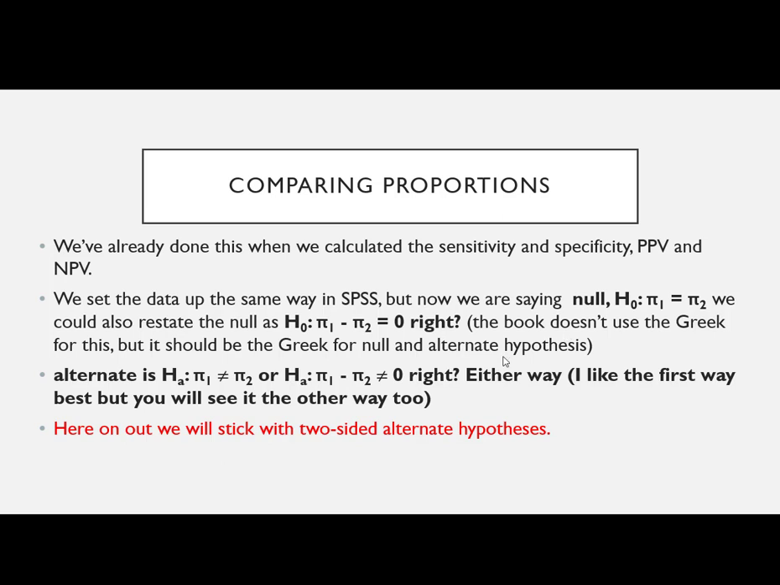The book doesn't use the Greek for this, but it should be the Greek for the null and alternate. I don't like this way as much, so we're going to stick with the equals or not equals. So the alternate hypothesis: the probability of the first sample is not the same as the probability of the second sample, or if we did it this way. From here on out, we're going to stick with 2-sided alternate hypotheses. In one of the examples that I show you, they use a 1-tailed test. We're going to just change it to a 2-tailed test.